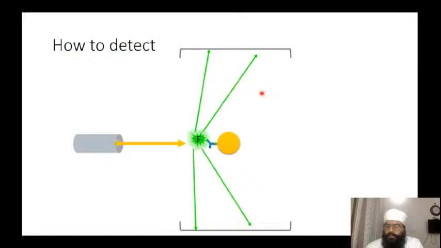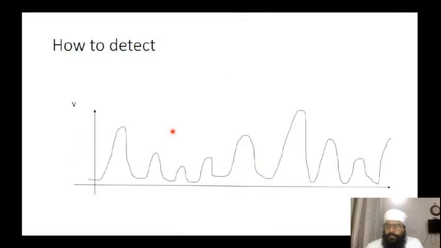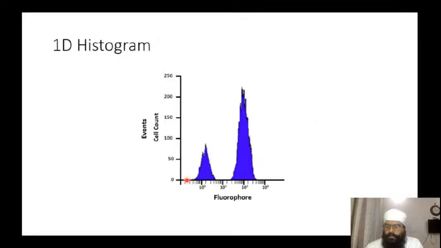Now, of course, when the cell is expressing more proteins, there will be more fluorescence coming out of this cell. At the end, I will get data similar to this. When the cell is expressing the protein, I will get a high peak, and when the cell is not expressing the protein, I will get a small peak. Then the computer will give me something called the one-dimensional histogram, which is something similar to this.